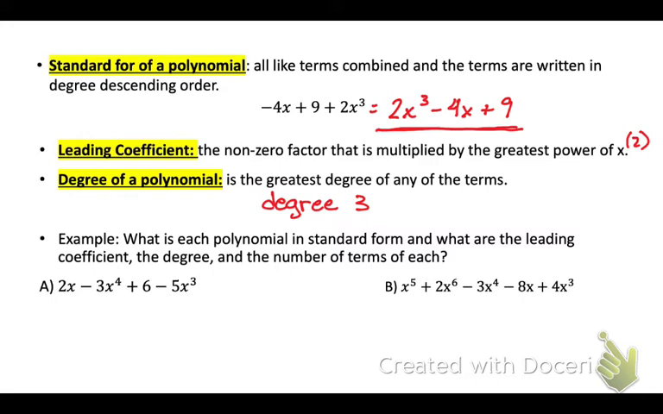So on our examples, what is the standard form, leading coefficient, degree, and the number of terms? Okay, so A, is it in standard form? Nope. Which one has to go first? Negative 3x to the fourth, then negative 5x cubed, and then plus 2x plus 6.